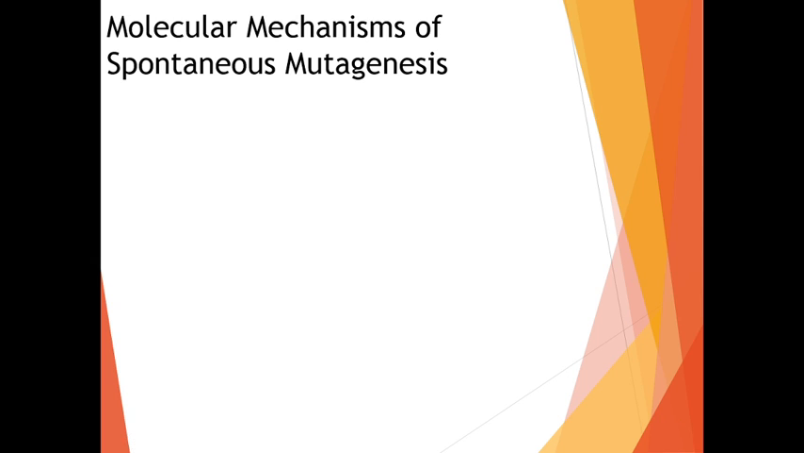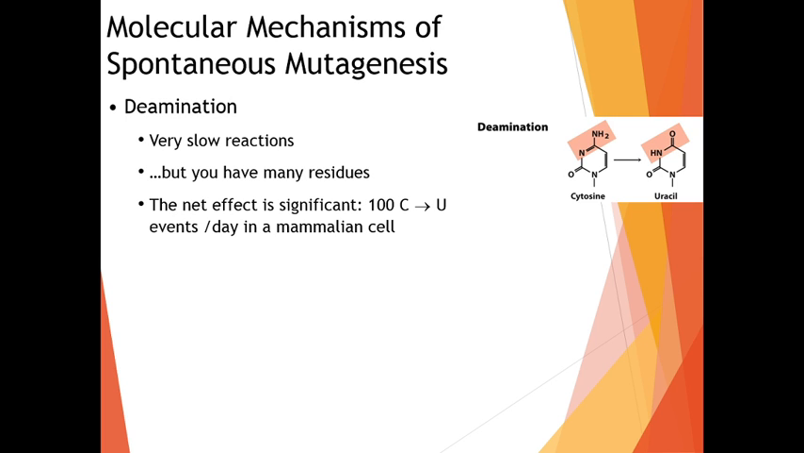Here are some of the molecular mechanisms of spontaneous mutagenesis. First, deamination. It's a chemical transformation, and deamination is when an amine from a base, it could be either purine or pyrimidine, this is just an example, gets converted to a carbonyl. So this is a deamination where this amine is replaced by an oxygen.